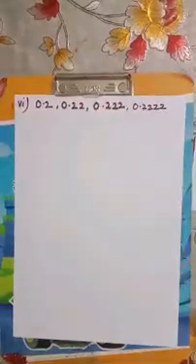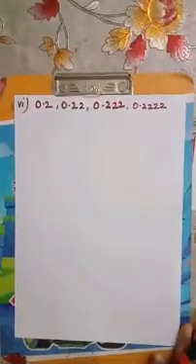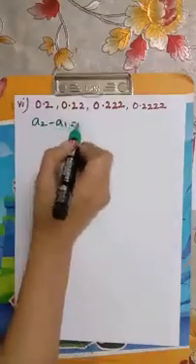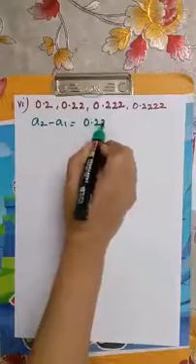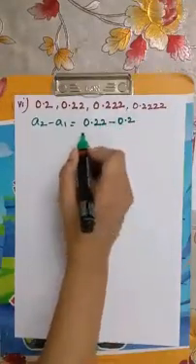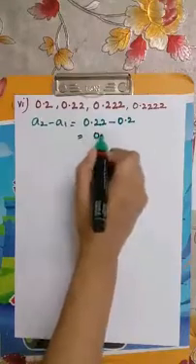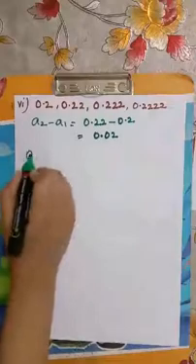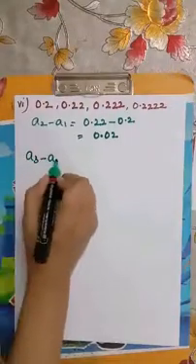The next, sixth bit, 0.2, 0.22, 0.222, 0.2222. To check whether it is in AP, the first thing is A2 minus A1. That is 0.22 minus 0.2. When you subtract this, you will be getting 0.02.